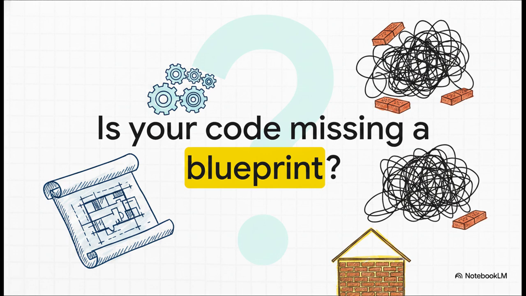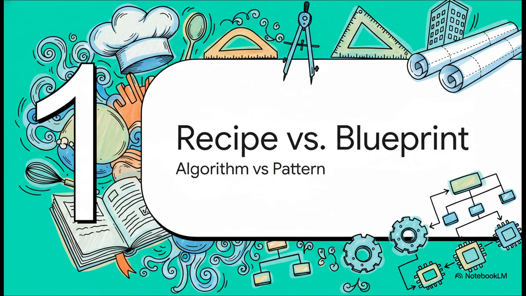Think about building a house. If you don't have a blueprint before you start, you're just haphazardly stacking bricks, running wires wherever, and basically crossing your fingers that the roof doesn't cave in on you. Software is literally the same way. Without underlying structure, it'll just collapse under its own weight. And that leads us right into our core analogy for today. Section 1. The recipe versus the blueprint.